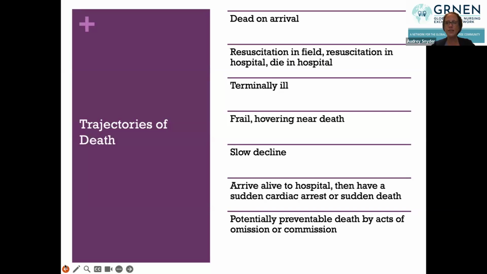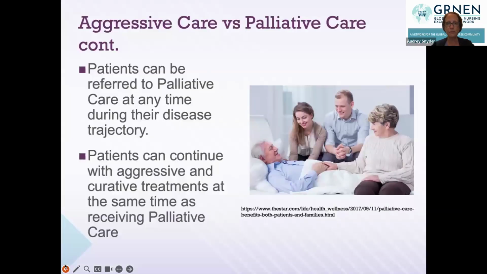For others, we see a slow decline. They go from being able to drive themselves and go places to not being able to drive and being homebound, then maybe to being homebound in a bed or in a wheelchair as opposed to getting up and moving around their house. We have people who arrive alive to the hospital and then suddenly may have a cardiac arrest or a sudden death. And then there's also potentially preventable deaths that are from acts of commission or omission that can occur, and those we hope to not have happen.